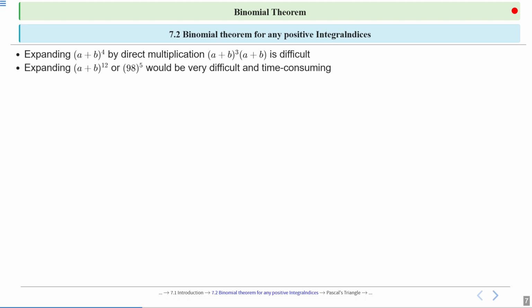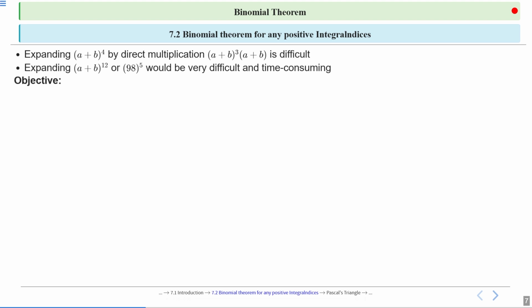So think about how time consuming it would be to expand an expression like (a + b)¹² or (98)⁵. That's why we need a shortcut method. So what is the shortcut method to do this? That is basically the binomial theorem. The binomial theorem will give us a shortcut method to expand (a + b)¹² or (98)⁵ or for higher powers.